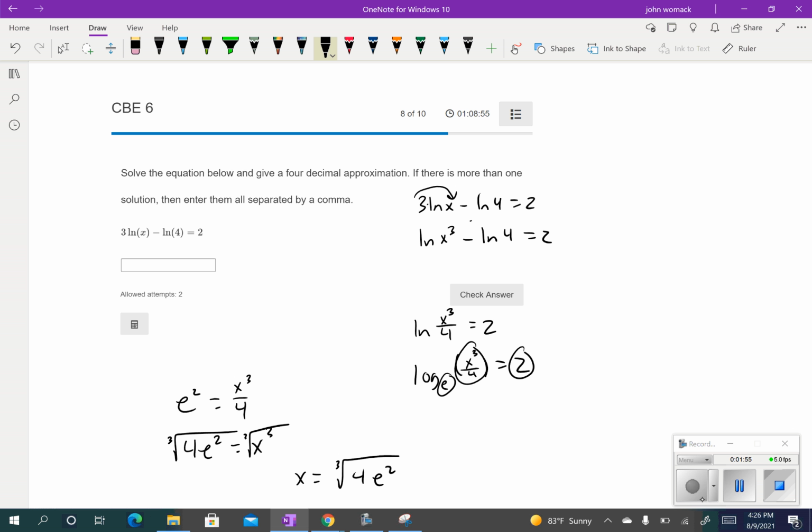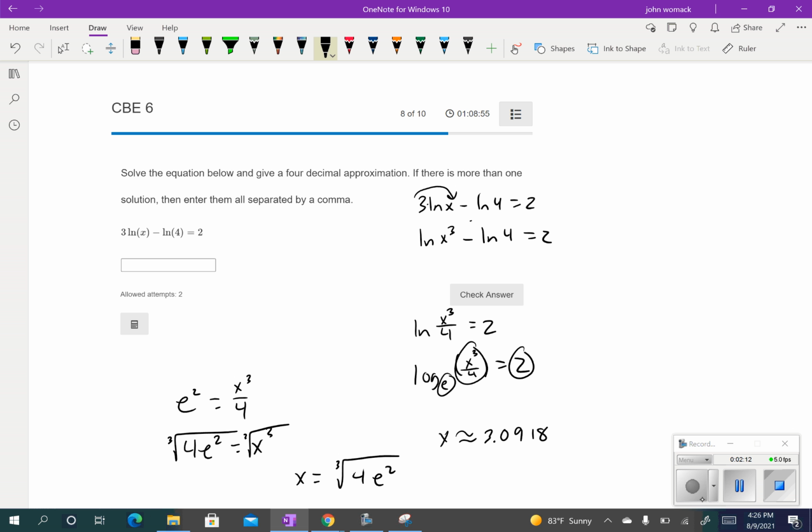And it comes out to be approximately, so x is approximately 3.0918. It's my 4 decimal places. The next digit is a 3, so it would stay 8.